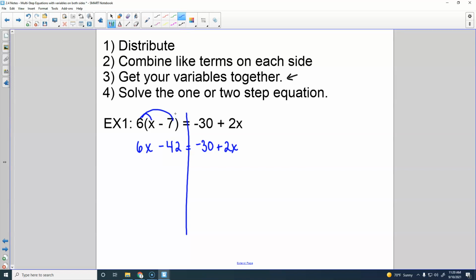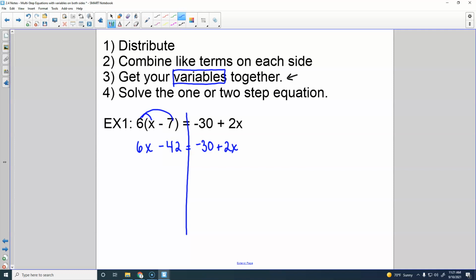So now we're going to combine like terms on each side if possible. Can I put 6x and negative 42 together? No, the 42 does not have an x, the 6 does, so those can't go together. What about negative 30 and 2x? Those also cannot go together. So we're not going to combine like terms on each side because there's nothing to combine here. So the next thing, I want you to move your variables.